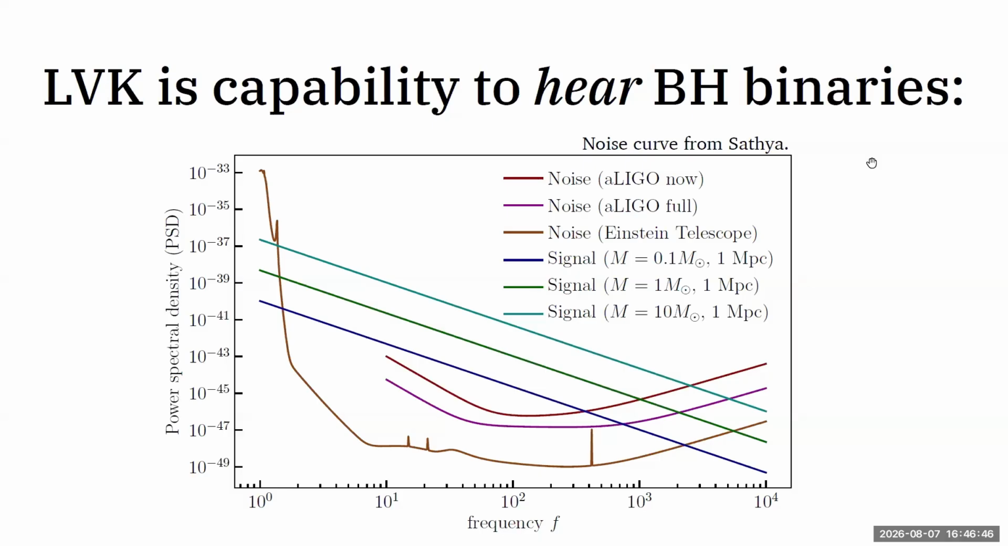Compared to the noise curves, I plotted three different signal curves. This is a 10 solar mass binary at Andromeda. This is a 1 solar mass binary in Andromeda. This is a 0.1 solar mass binary in Andromeda. Our detectors are completely capable of detecting those. Where are they? That's the question.